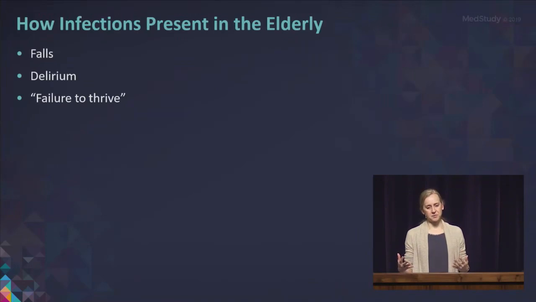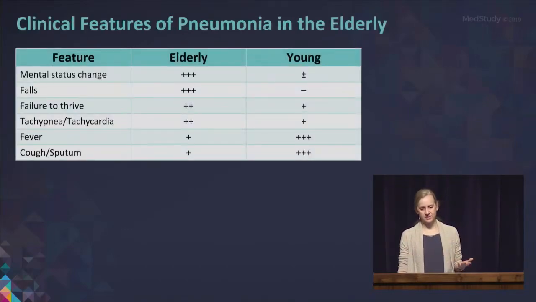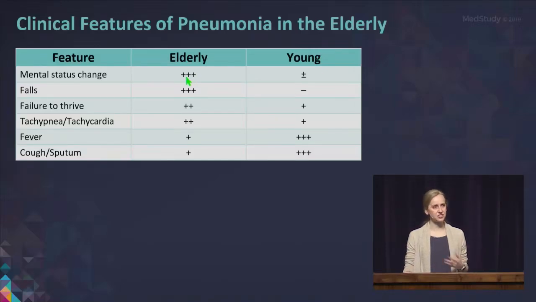So how do these infections present? They present with falls, they present with delirium and failure to thrive. This is just a chart that I think is so interesting that shows the way that the elderly present with pneumonia versus young patients. So the elderly patients come in with mental status change, falls, failure to thrive, tachypnea and tachycardia, more than fevers, right? So the young people come in with the fever and cough and sputum that we think about all the time.